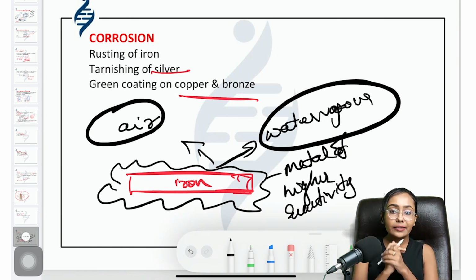Hope it's clear, and this chapter is over. We'll come again with the question section, the NCERT problem solving section, and the previous year problem solving section. We'll do part 5 of such problem solving.